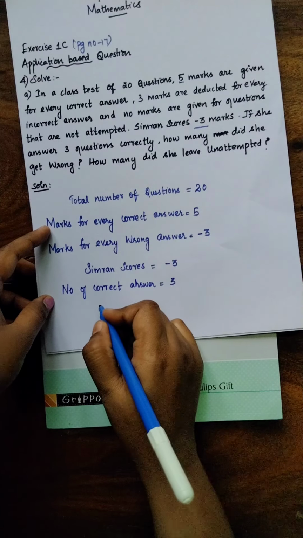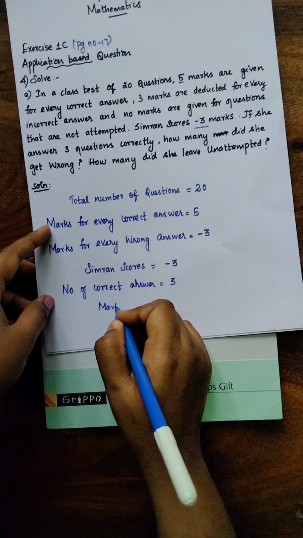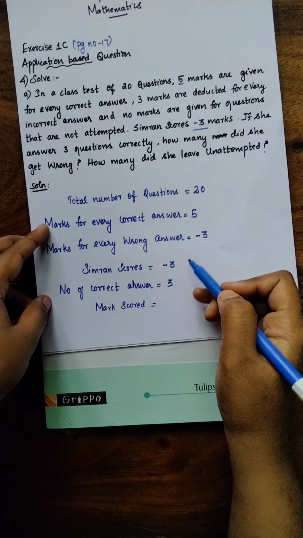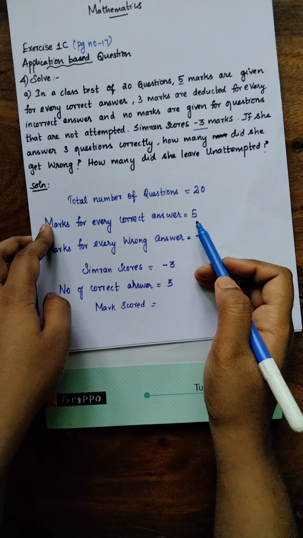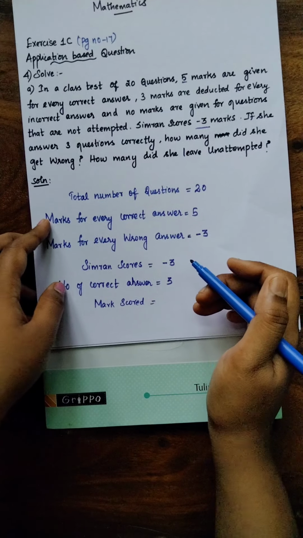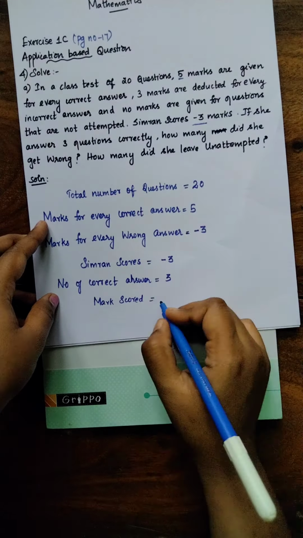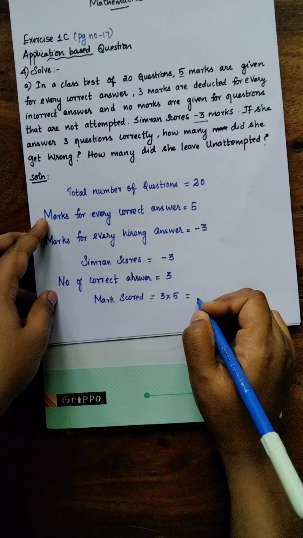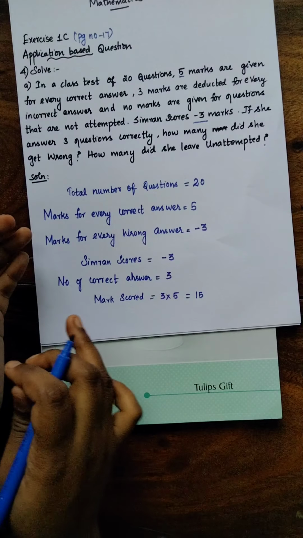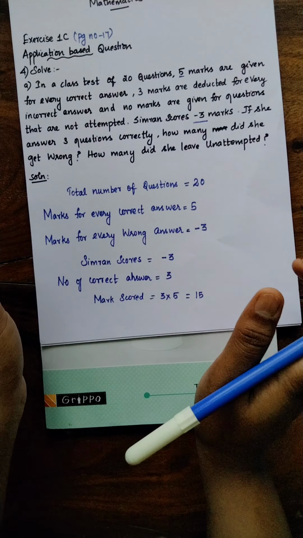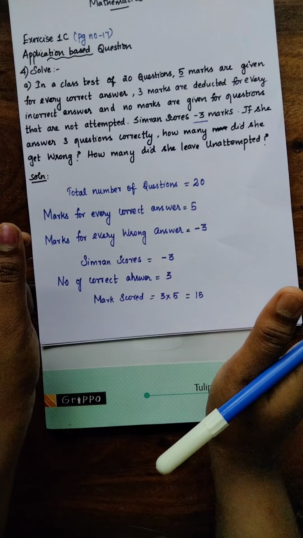So, marks scored is equal to, how will you find? For one correct answer, they are giving 5 marks. She wrote 3 correct answers, so 3 into 5. What is 3 into 5? 3 into 5 is 15. So, marks scored for correct answers is 15. Understand? Next, we are going to find marks scored for incorrect answers.